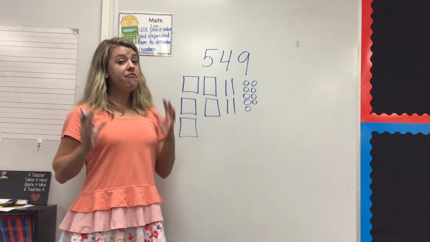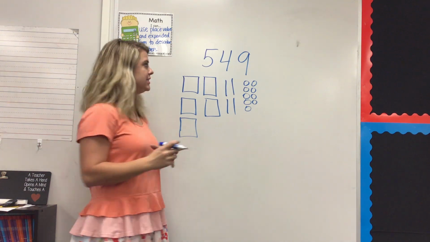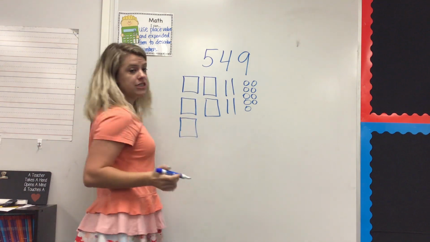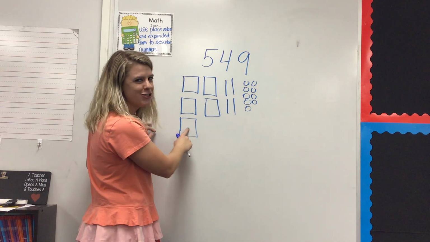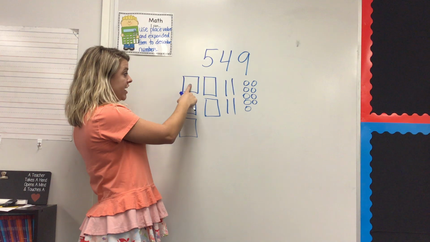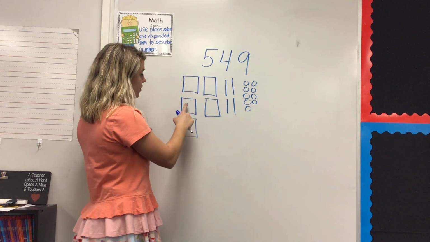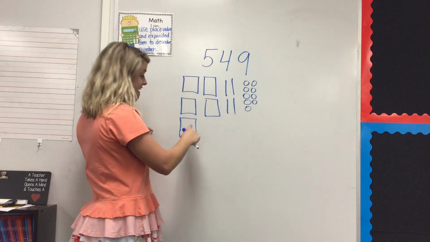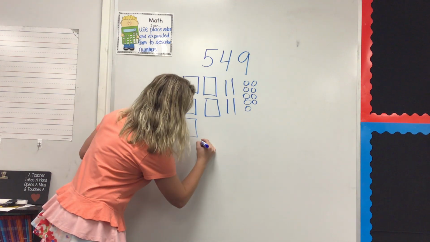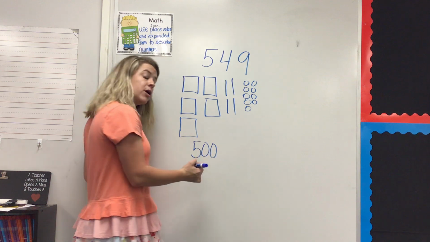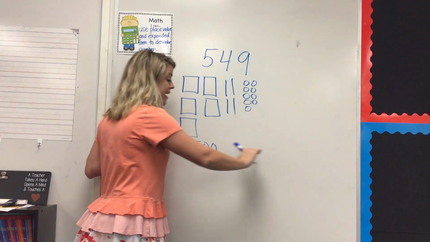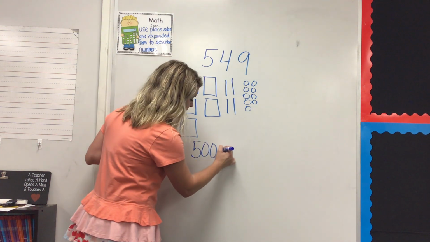We're looking for the value of each place. So if I have a 5 in the hundreds place, that means I'm going to count by hundreds. Good job. 100, 200, 300, 400, 500. Okay, so the value of my 5 is 500. And remember, when we're writing expanded form, we're going to add those together.